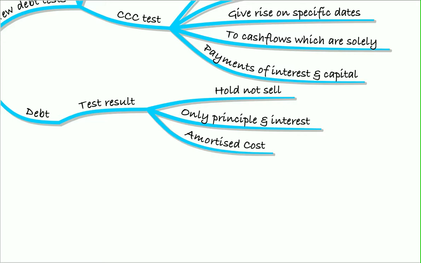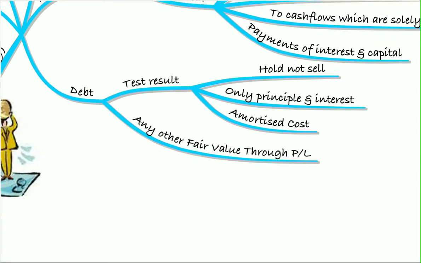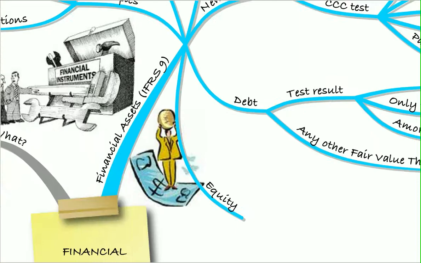If it fails on either of those tests, i.e. if our business model is to sell it, or if it is not just principal and interest, well then it won't be at amortized cost, and it will be at fair value through profit and loss. So any that don't pass those two tests will be held at fair value through profit and loss.